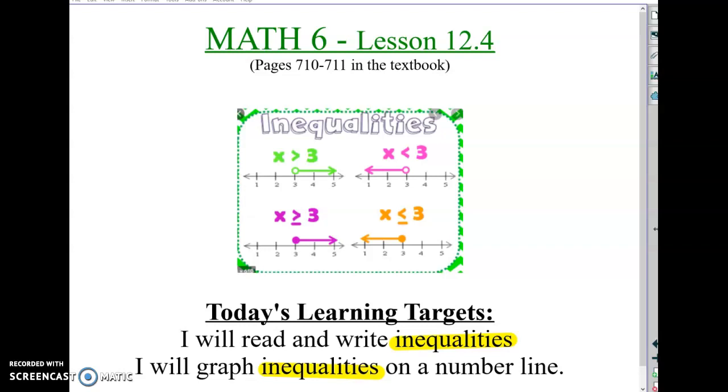Hi there, this is the Math 6 lesson for Chapter 12, Lesson 4, found on pages 710 and 711 in your textbook. Learning targets today are that we will read and write inequalities and graph these inequalities on a number line.